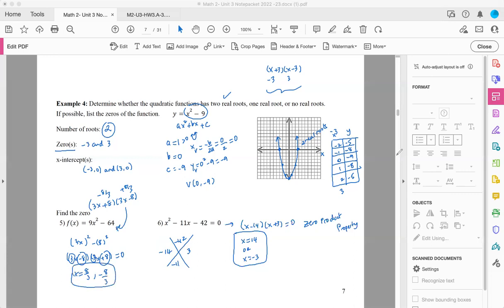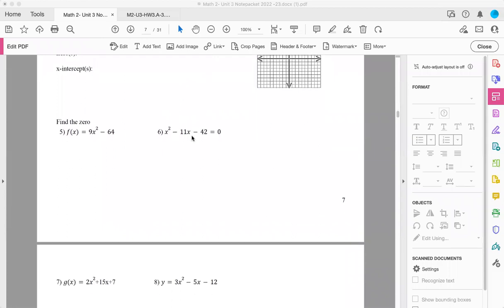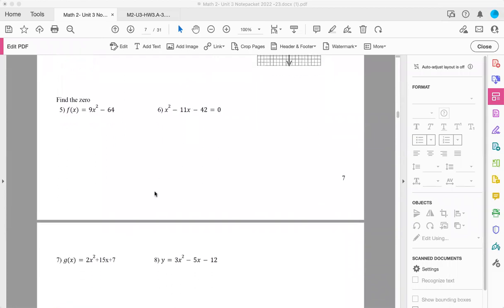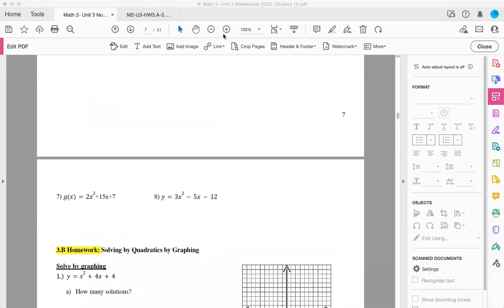Okay, so I hope this was helpful. I think this is pretty much it for this lesson. Maybe there are a couple more questions. I'll let you try 7 and 8. Okay, maybe I'll do one actually. Let me do one because a is not equal to 1. For number 7 and 8, the a is not equal to 1. And there's another video on 3B homework that would help you. So let's try 8.